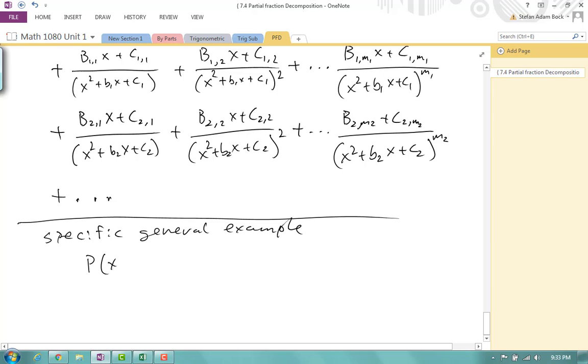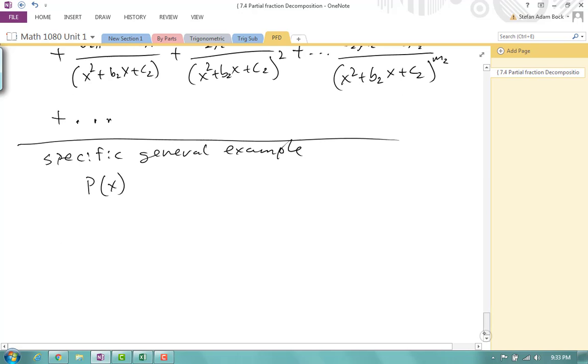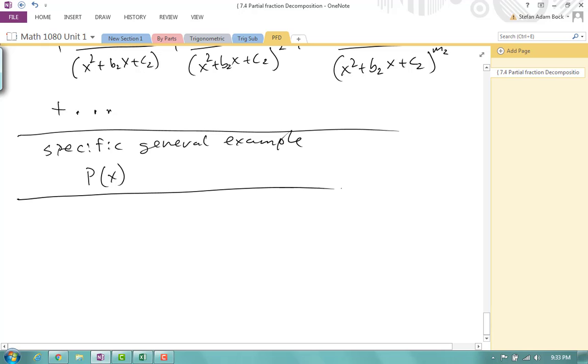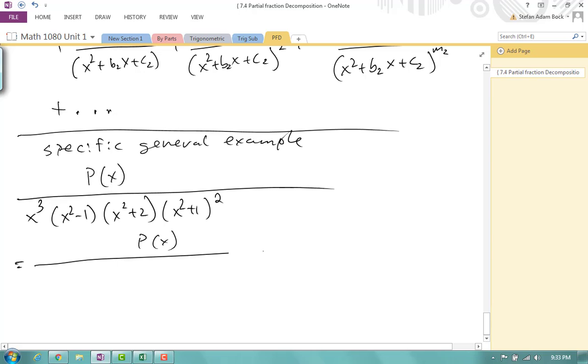Let's suppose I had some polynomial divided by x cubed times x squared minus 1 times x squared plus 2 times x squared plus 1 quantity squared. Which of course factors a little bit more, right? Because I have p of x over x cubed times x plus 1 times x minus 1 times x squared plus 2, that's an irreducible quadratic, times x squared plus 1 squared, that's an irreducible quadratic.